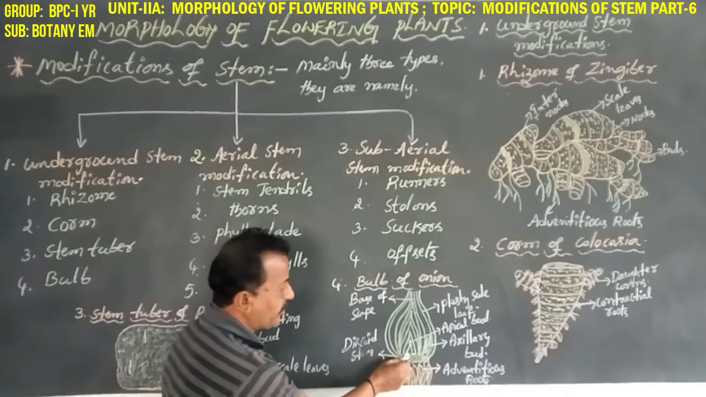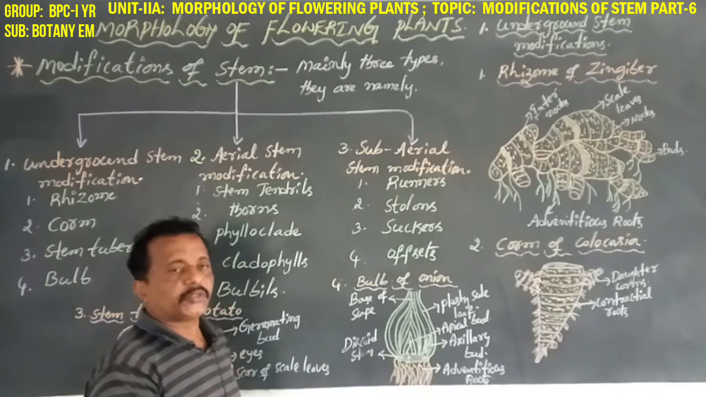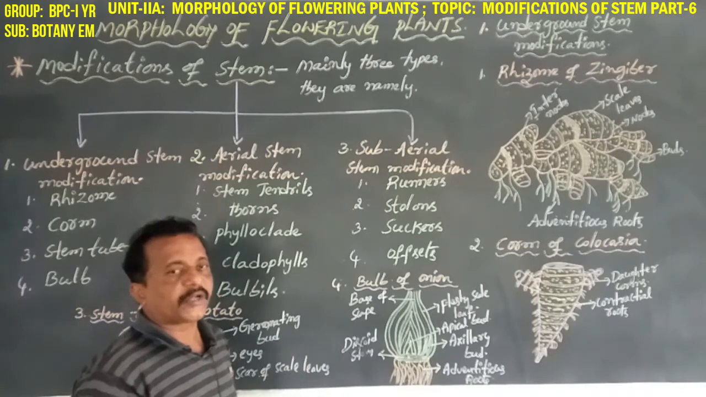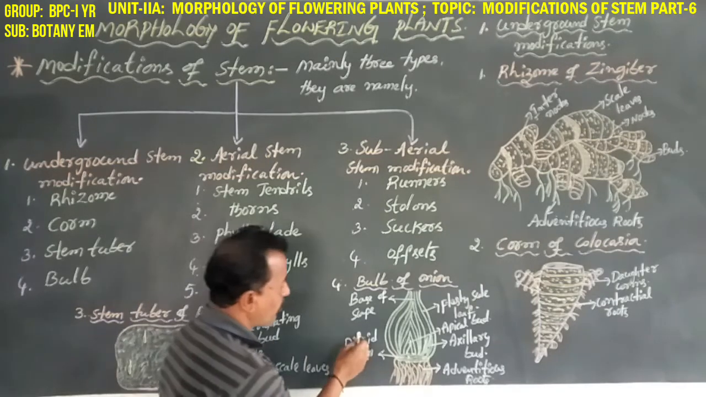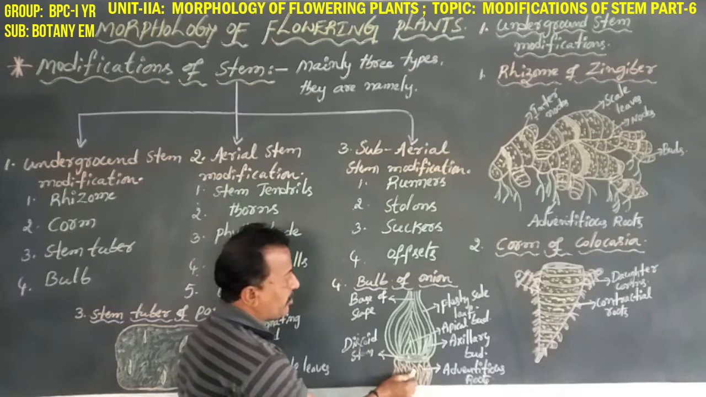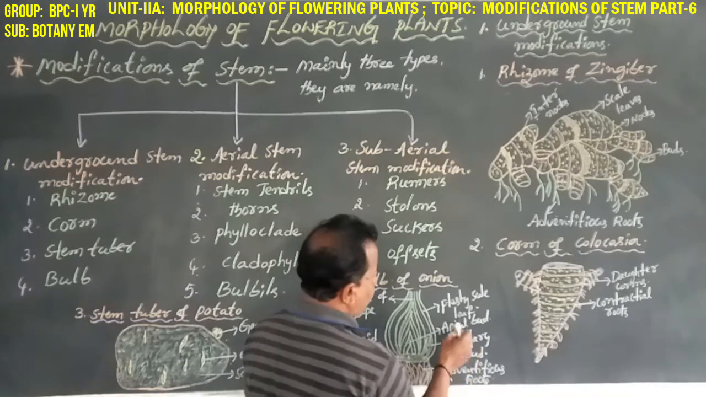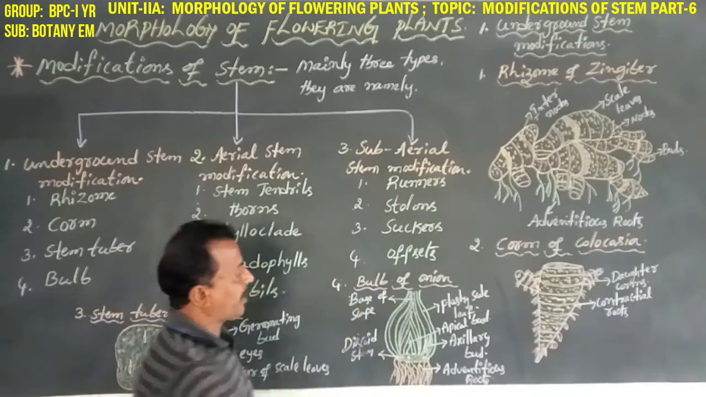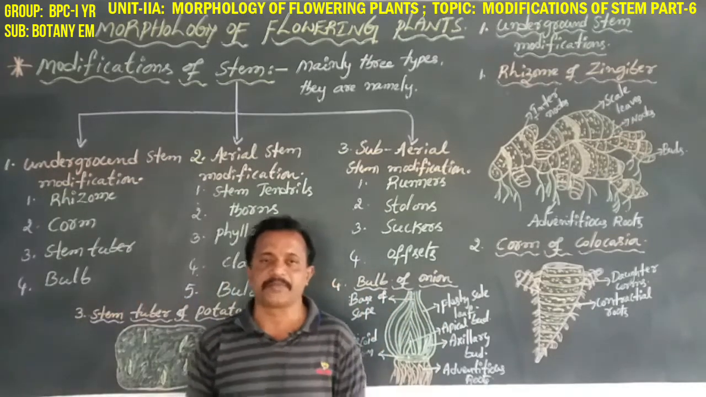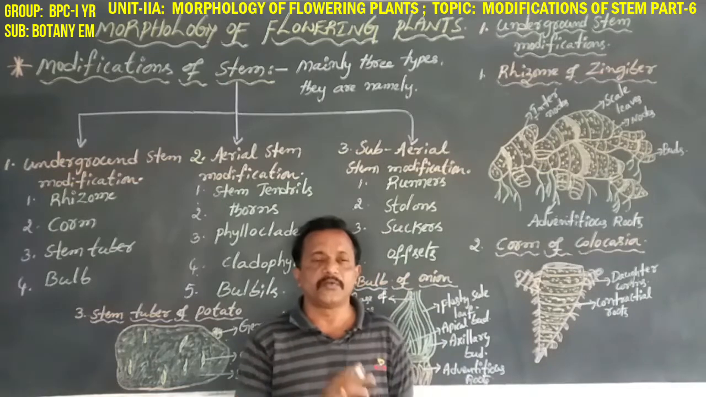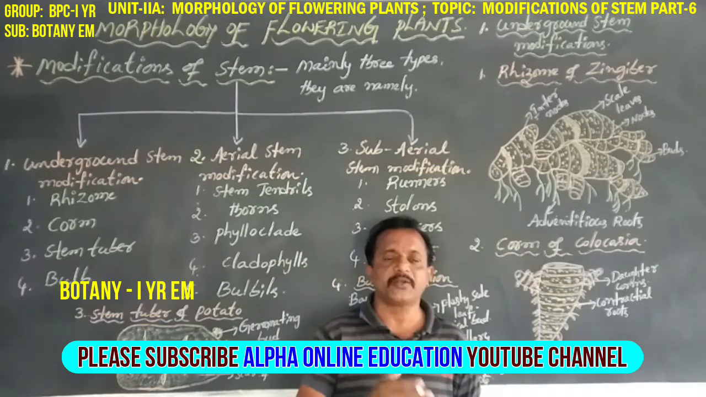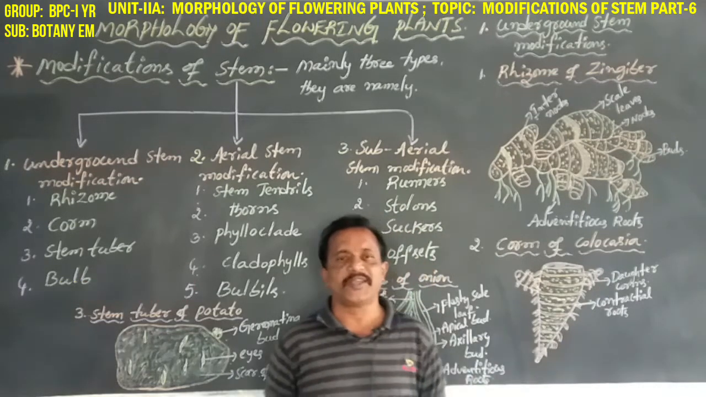So this is a discoid stem. The stem is totally reduced and appears only as a small discoid stem. This small discoid stem produces adventitious roots, axillary buds, apical buds and fleshy scale leaves, along with the bases of the scales. So these are the four types of underground stem modifications, or multipurpose stem modifications. Okay, now, thank you.